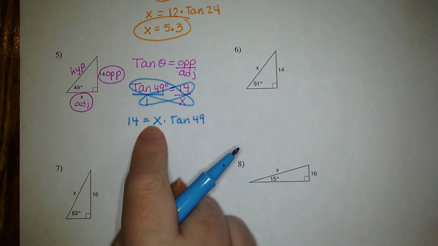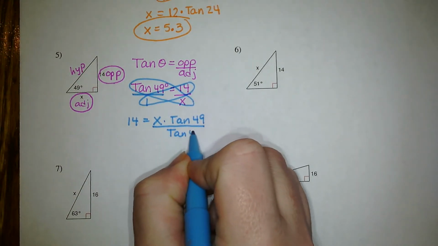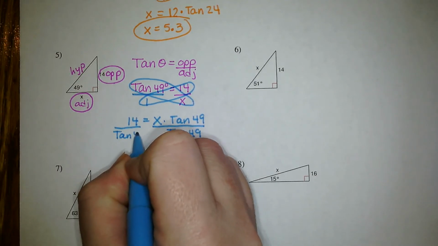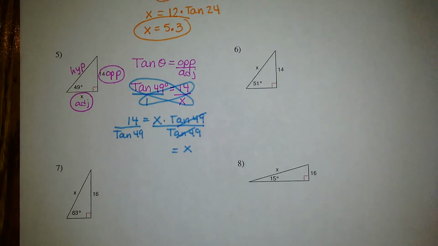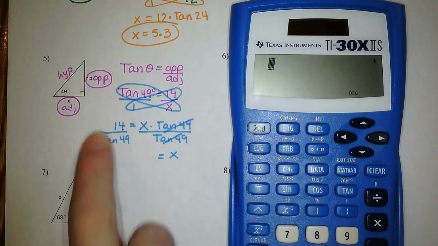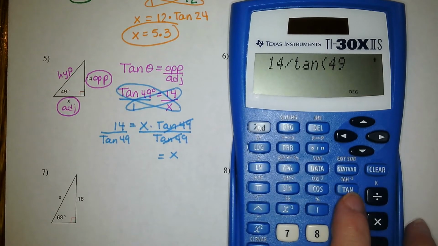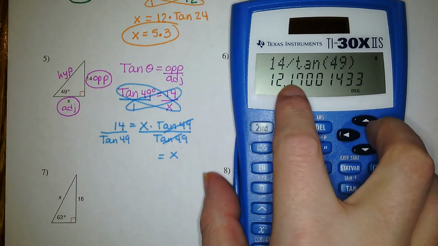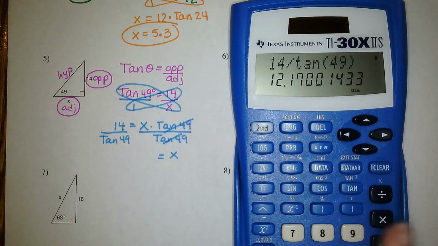And then to get x by itself, you want to divide, because the opposite of that multiply is divide. These cancel. And you're left with x equals, and now you're ready to plug it into the calculator. So I'm clearing this out. I do 14 divided by tangent of 49, close your parentheses, hit equals, and rounding to the nearest tenth is 1 place, but that 7 tells that 1 to bump, so this should be 12.2.